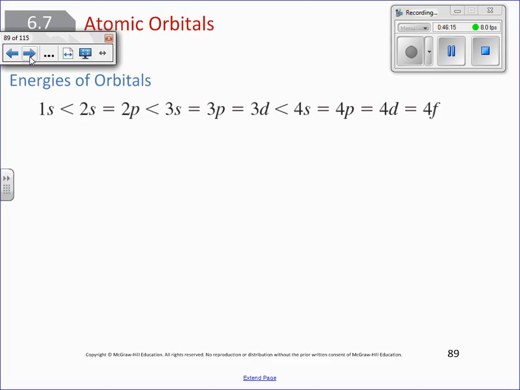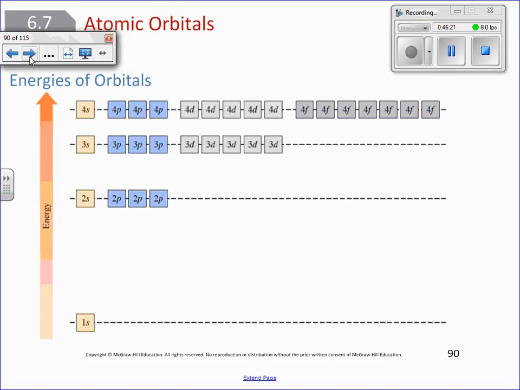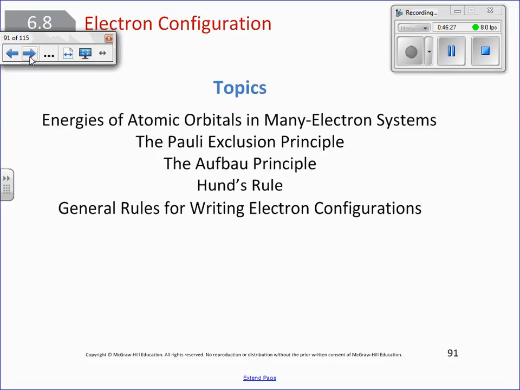So those are the energies. Where they're all the same, like these three orbitals are the same, those are called degenerate. They all have the same energy. It doesn't have anything to do with their moles. It just means they're all the same energy.